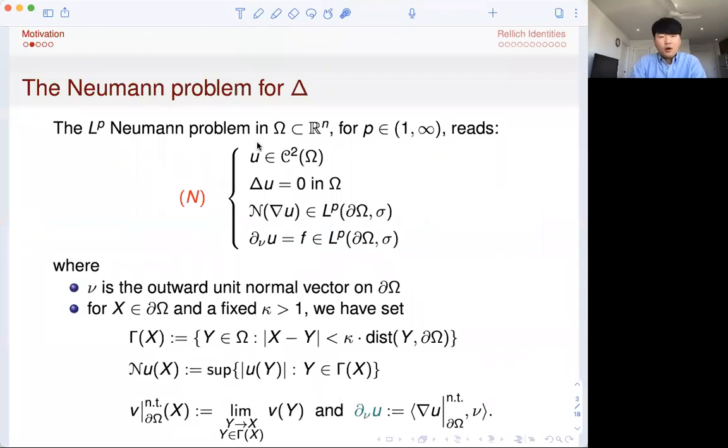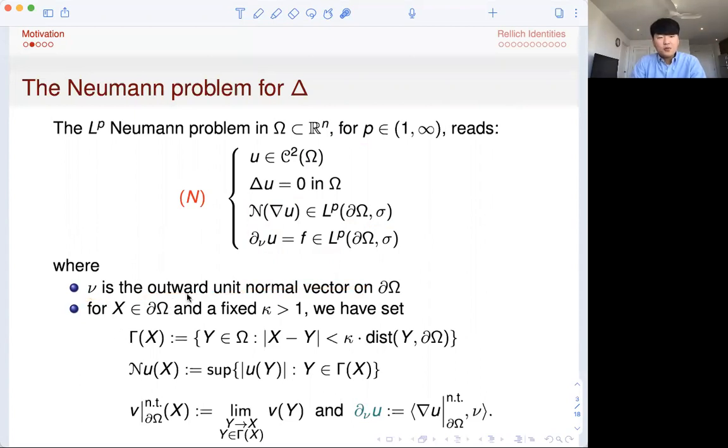The L^p Neumann problem in the domain Omega in R^n, for p strictly between 1 and infinity, has these conditions. u is of class C^2 in the domain Omega. This is to ensure that we can take the Laplacian of u. And the Laplacian of u is equal to 0 in the domain. The non-tangential maximum operator of the gradient of u is in L^p on the boundary. The normal derivative of u is equal to given L^p data f. Here, nu is the outward unit normal vector on the boundary.